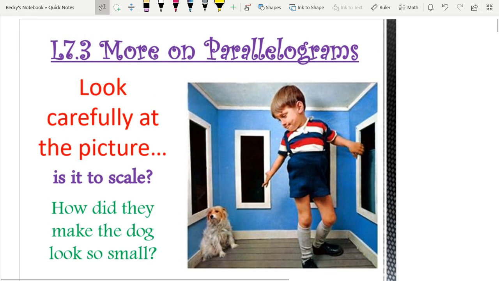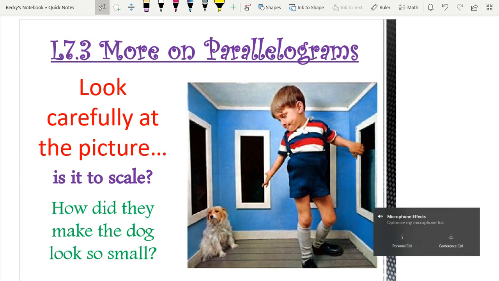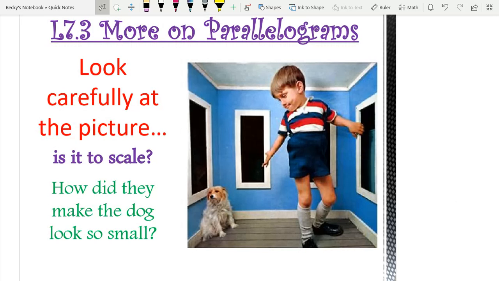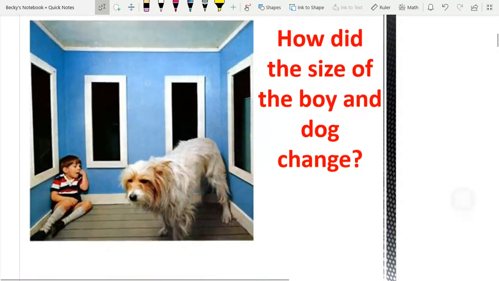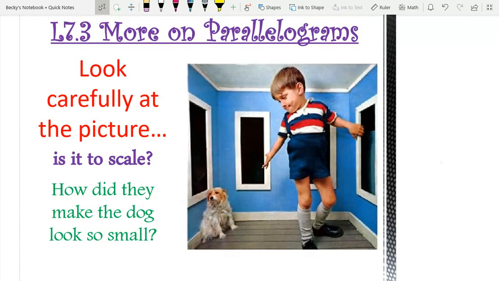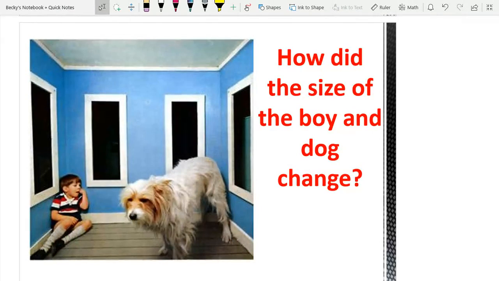Hi, today we're going to talk about 7.3, more on parallelograms. We're going to start with the silly picture, and the boy is oddly not to scale. So how did they make the dog look so small and the boy so big? And how about this one? The dog's much bigger than the boy now.